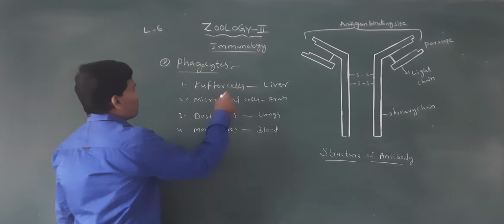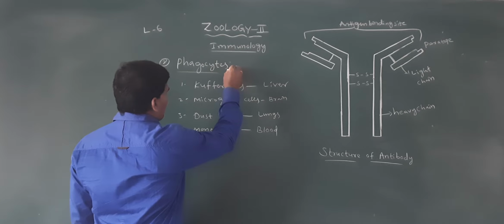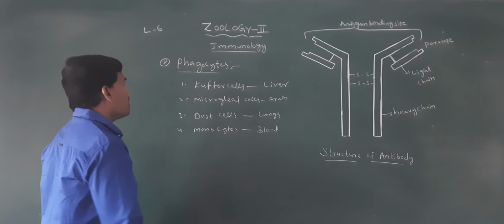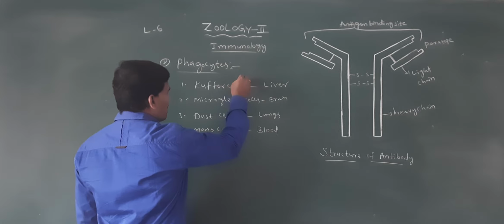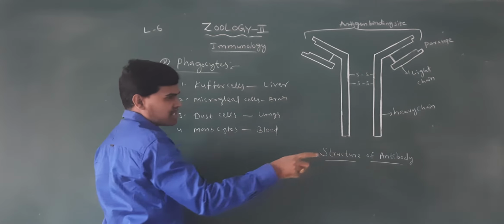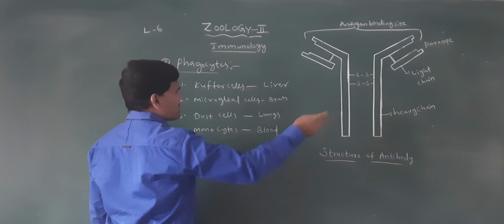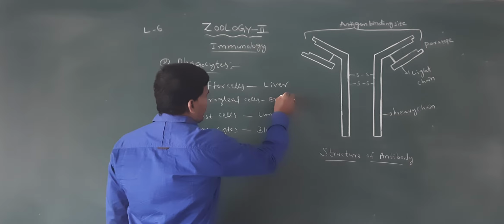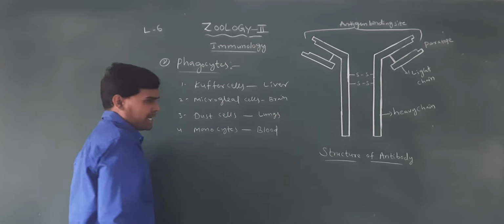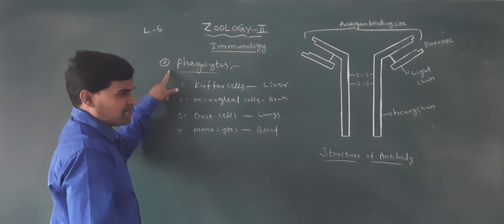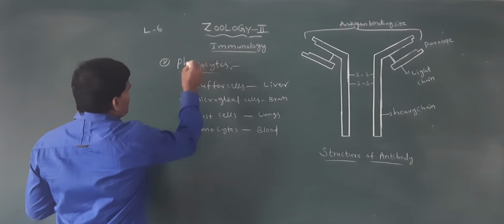So there are different types of phagocytic cells in different places, transported through the capillaries or blood circulation: the liver, brain, lungs, and blood. The phagocytes are of two types.